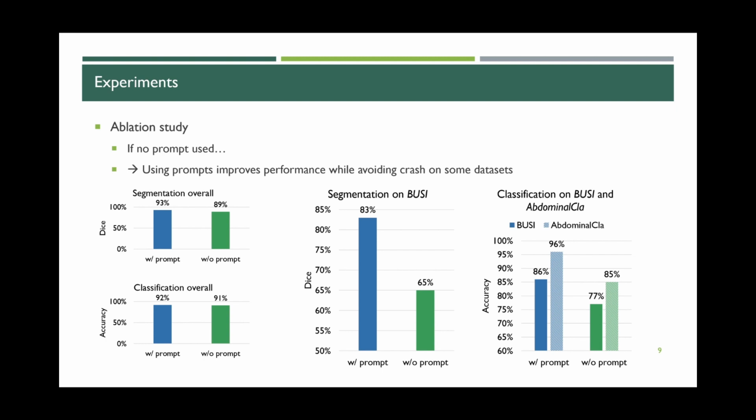For example, the no prompt model has only 65% dice accuracy on the breast cancer segmentation dataset named BUSI. Also, we can see the significant performance drop of the classification task on both BUSI and the abdominal classification dataset.